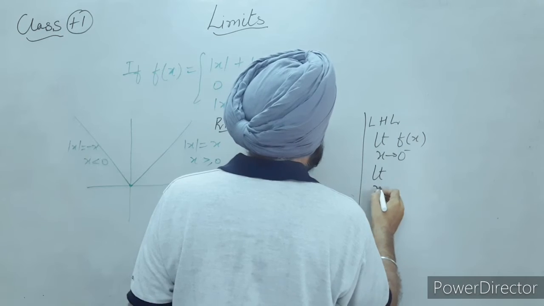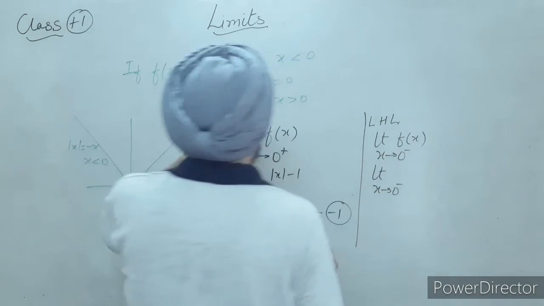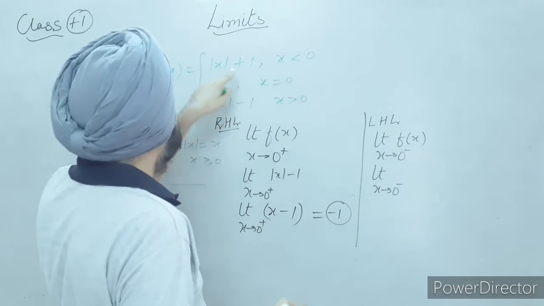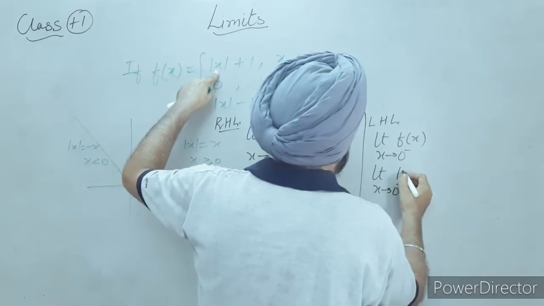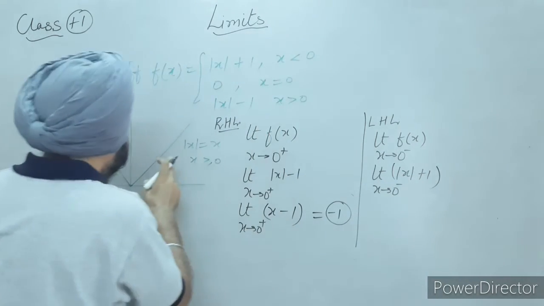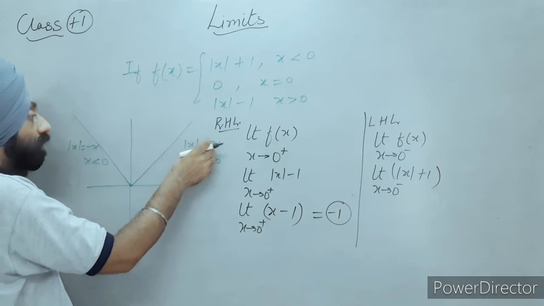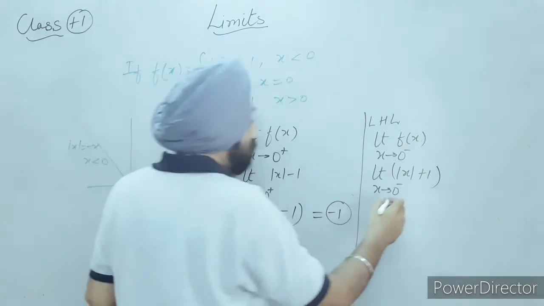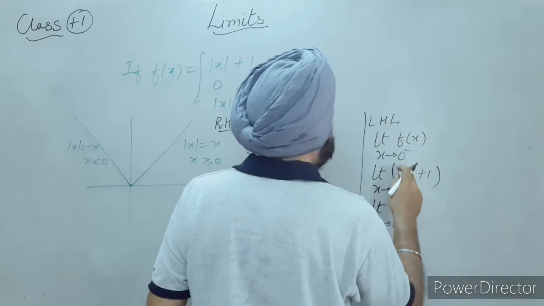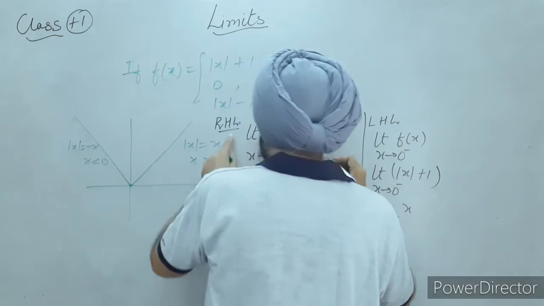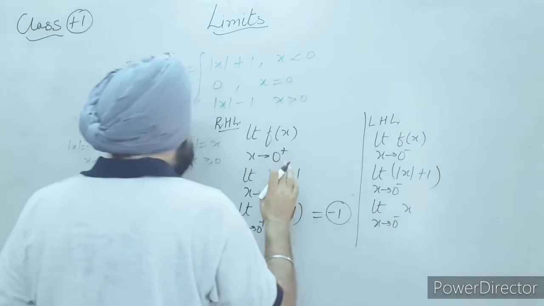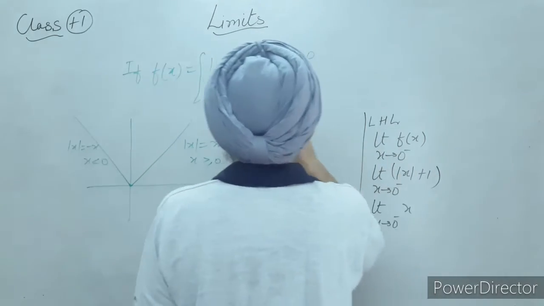Limit as x approaches 0 negative, x less than 0. This is the left hand side. The function has this value, mod x plus 1. Now for x greater than or equal to 0, mod of x equals x. So I will write here limit as x approaches 0 positive, sorry. This was the right hand limit, this is the left hand limit. I'm sorry, it is plus over here.